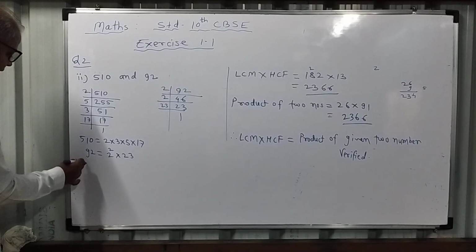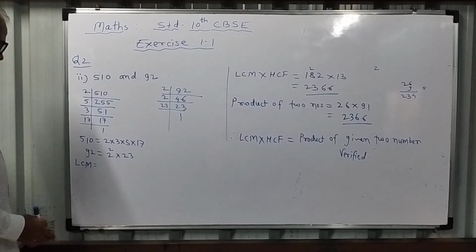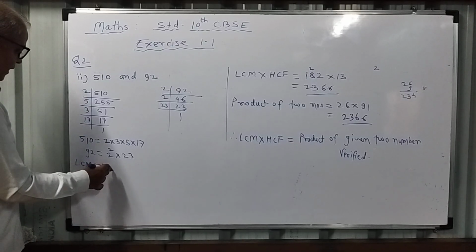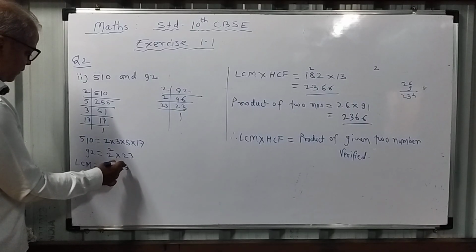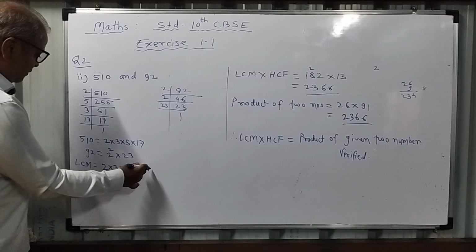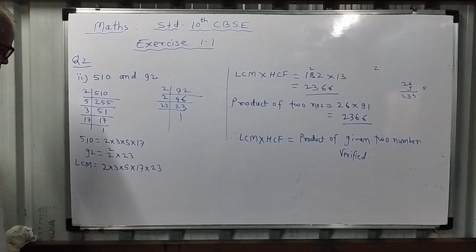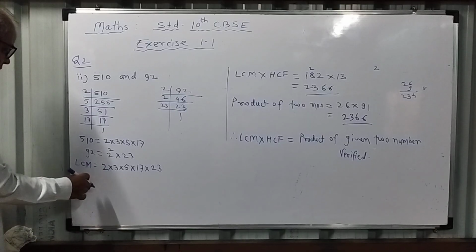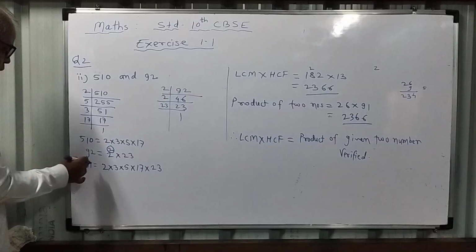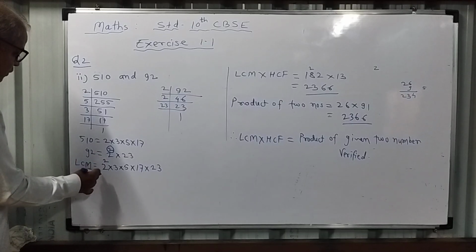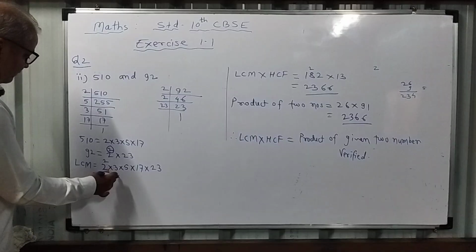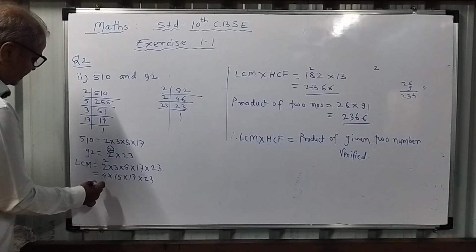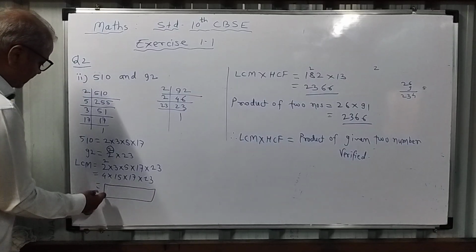So first the LCM. Whatever the factors, take every factor once: 2 into 3 into 5 into 17 into 23. But the power should be the highest power. LCM is the product of all the factors with highest power. So for 2 we have to write 2 squared, so 2 squared, 5 threes are 15, into 17 into 23. Whatever is the answer, that is your LCM.